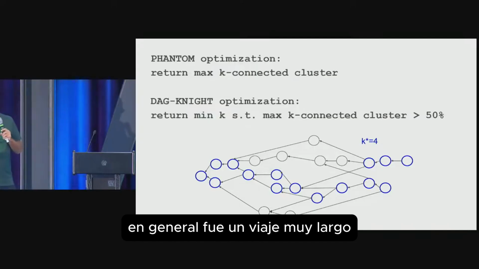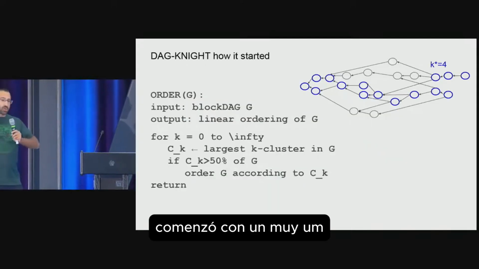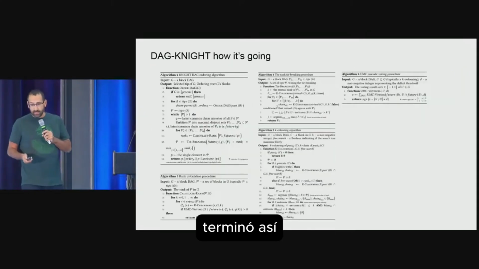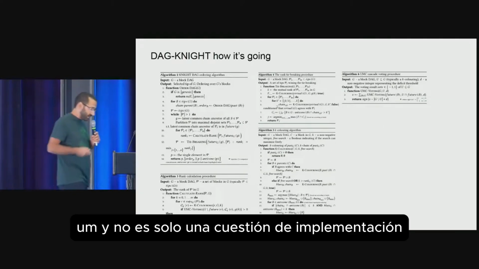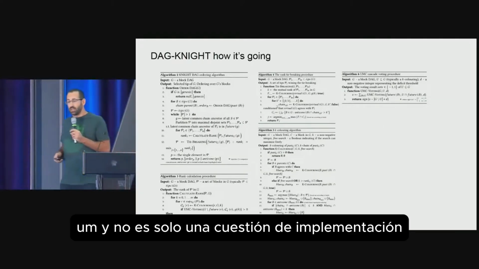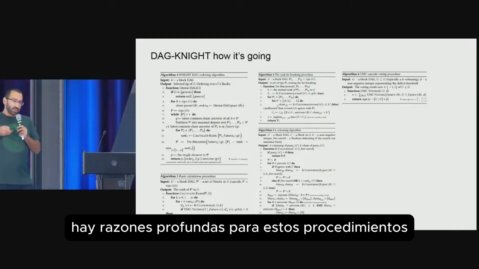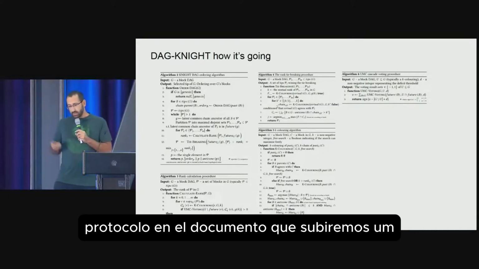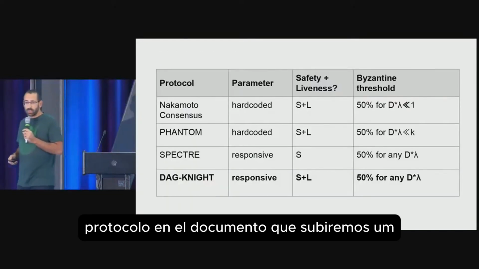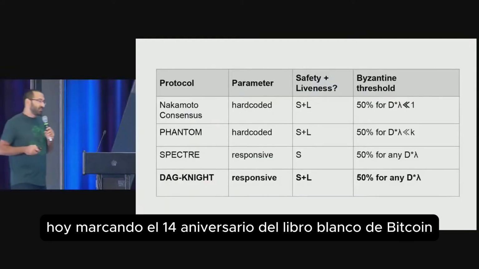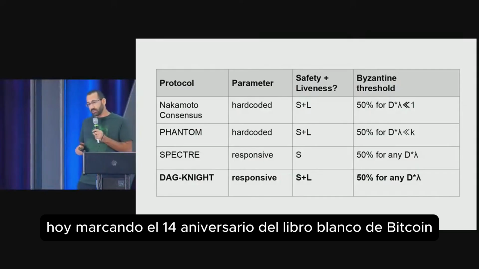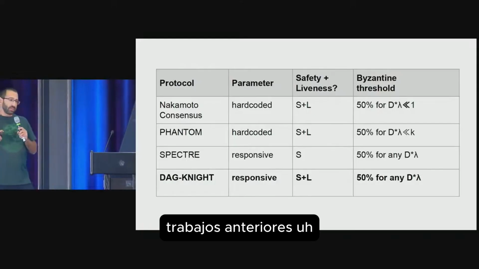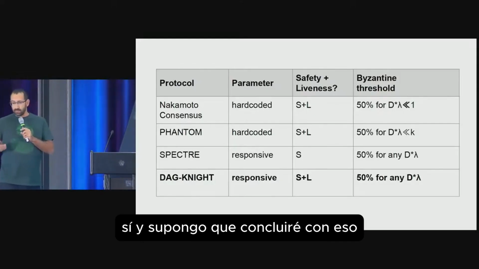In general, it's a very long journey. It started with a very simple pseudocode, and it ended up like this. And it's not only a matter of implementation. There are profound reasons for these procedures, for these complications, which we detail in the protocol, in the paper, which we will upload today, marking the 14-year anniversary of the Bitcoin white paper. Here's a short summary of comparison to previous works in DAG. Yeah, and I guess I'll conclude with that.